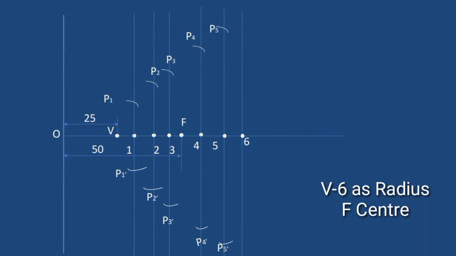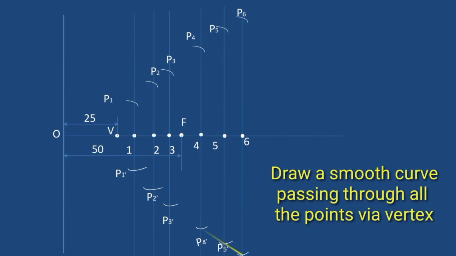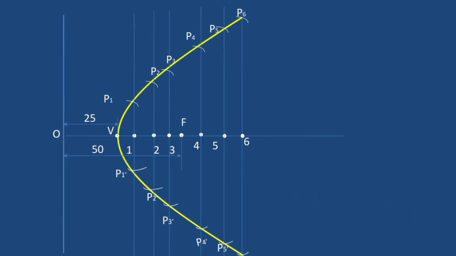Similarly, with V6 as radius and F as center, draw two arcs on the line from point 6, at P6 and P6 dash. Draw a smooth curve passing through all these points and through the vertex. This will give the required parabola.